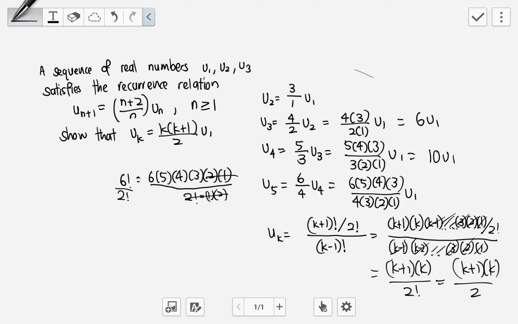So spend some time thinking about what is k plus 2 factorial divided by k minus 1 factorial. Tell me what is the answer.